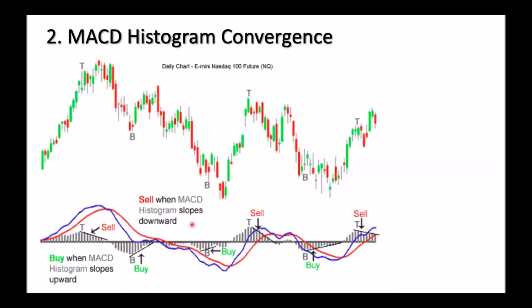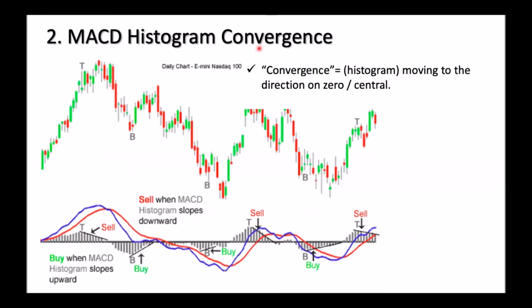The other one is, I mentioned, the histogram. Histogram is here. You can see that the histogram, we call it convergent. The word convergent basically means that the histogram is moving towards zero, the central line. Divergent means they're far away. Here is convergent, so you want to observe the histogram becoming smaller and smaller toward the middle.